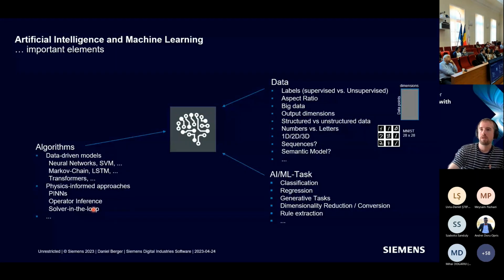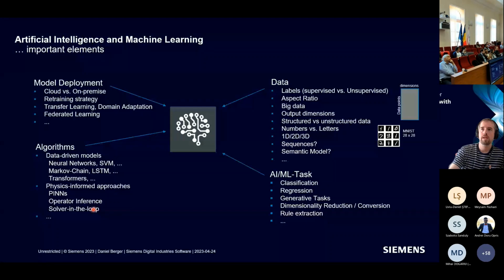Now, if you have made the decision on the algorithms, you want to think about the model deployment. Where do you envision the machine learning model to be deployed? Will it ever be deployed? Is it only there to be used once to solve a certain question? Or do you want to reuse it in the future? Do you make it available for others?